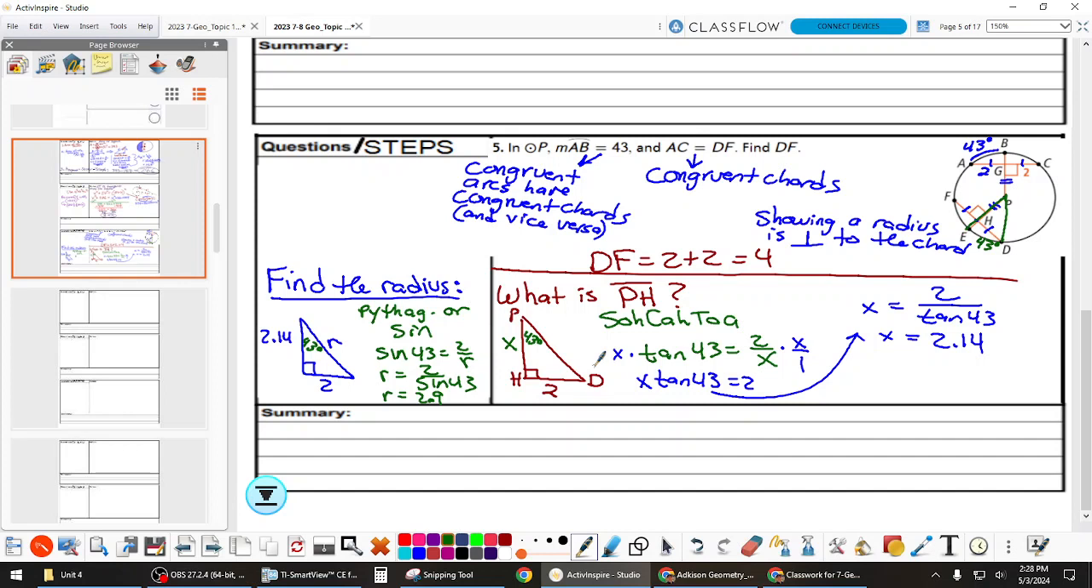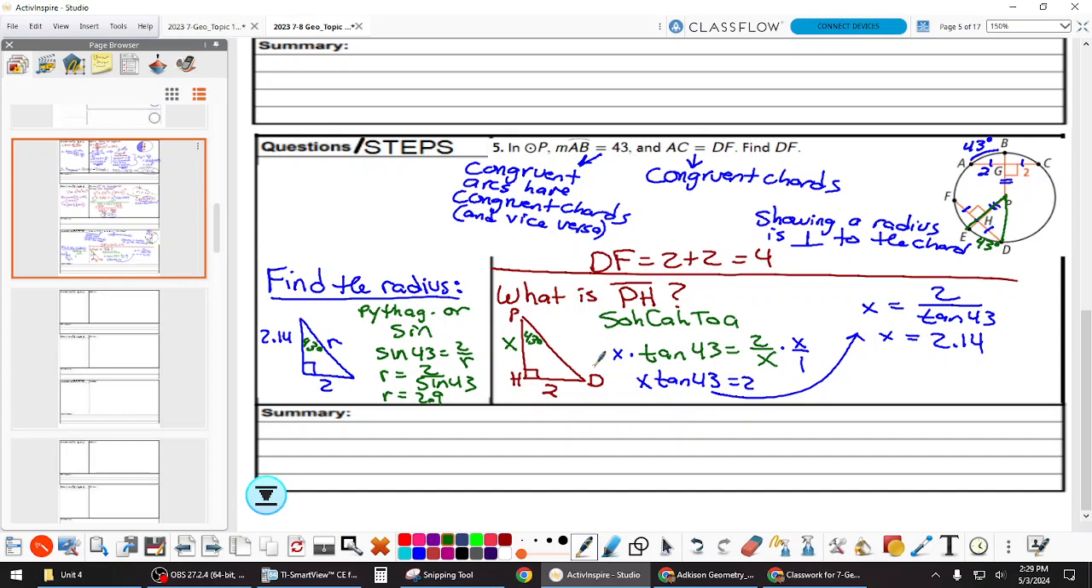Maybe it just says, what's the radius? Maybe it says PH, maybe it says, just find EH, and then you'd have to do all of this to get there, okay? All right. What do you think? They're not all so involved, but some of them are. It's okay. Any questions before we move on?